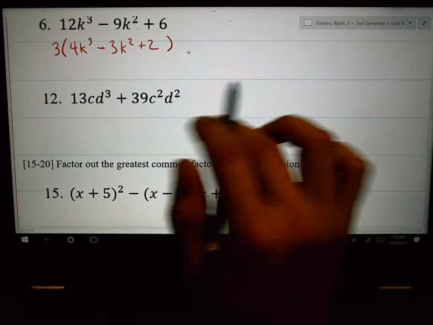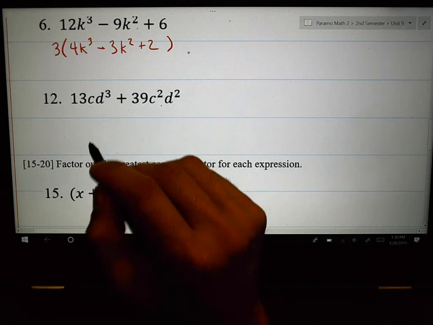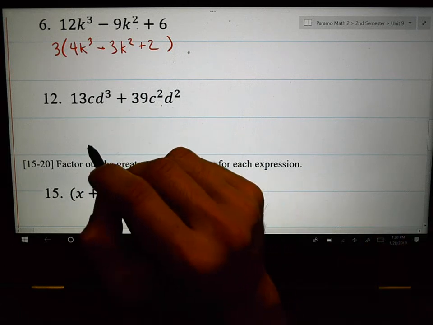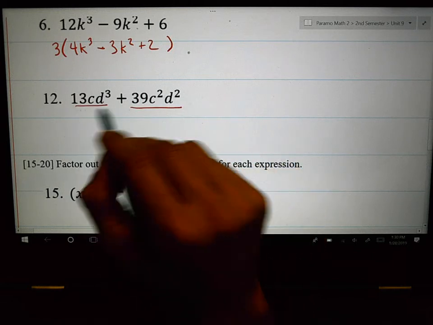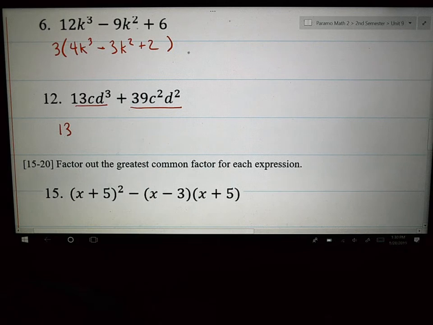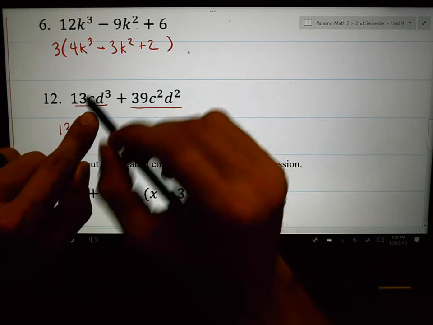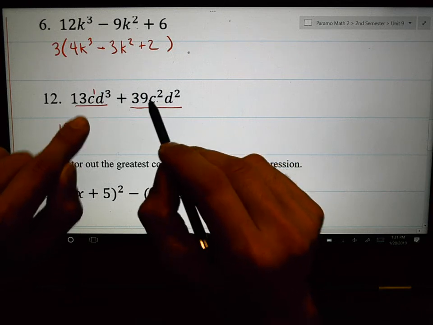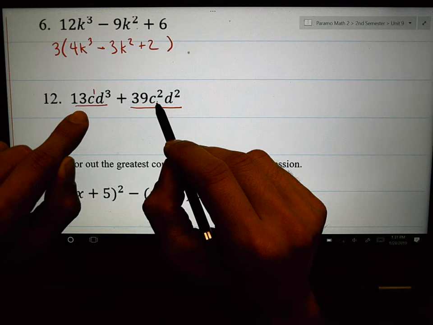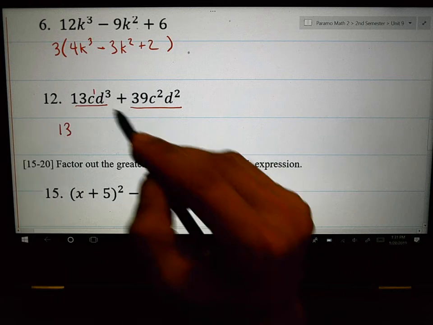So GCF factoring is just like that. The only way it gets harder is sometimes they throw in some variables and they have multiple variables. So let's look at number 12. This is a term and this is a term. So we're looking for the highest number that goes into all 3. And then, is there a common variable? Let's look. This has a c to the first. Let me write a little 1 right there. This has a c to the second. What do they have in common? They both have a c. How many do they have in common? This has at least 1. This has 2. In common, they both have at least 1 of them.